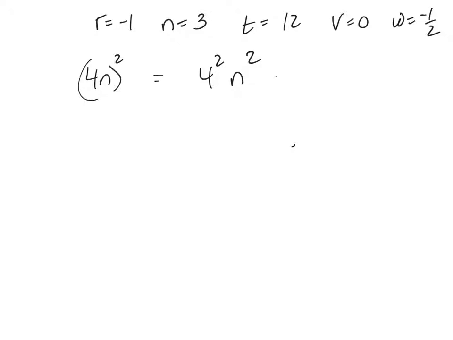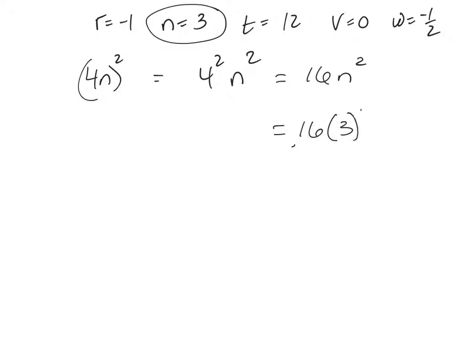So 4 squared is 16n squared. Well, now I look at n. n is 3. So it's going to be equal to 16 times 3 squared, which is 16 times 9, which is 144.